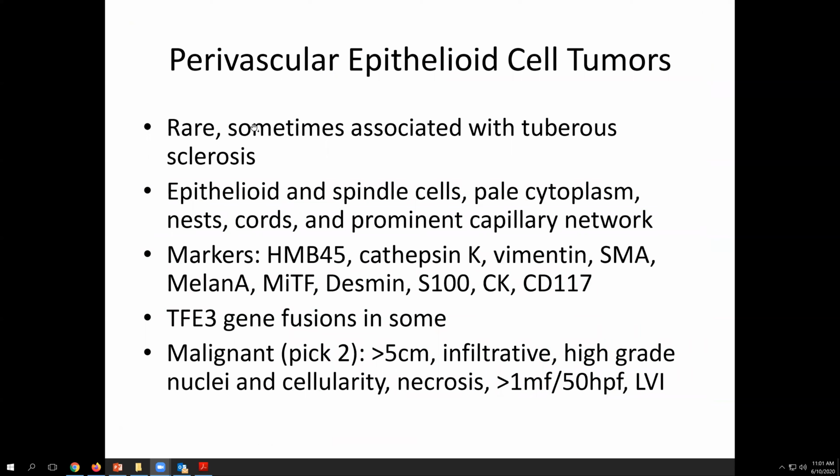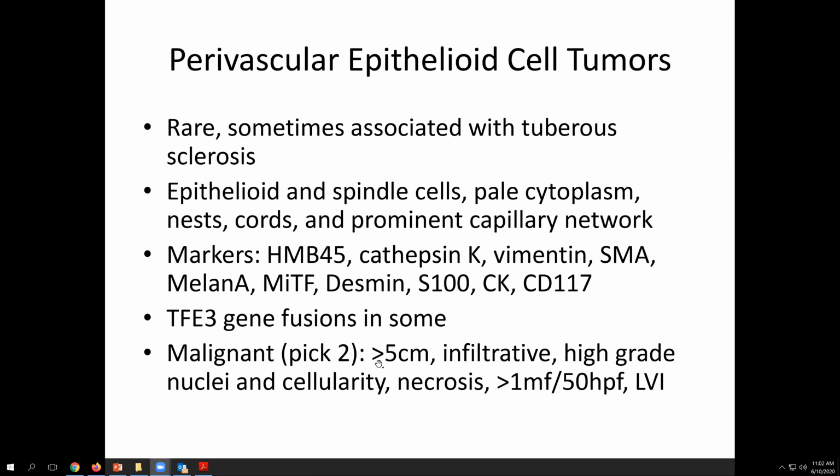Let's talk about perivascular epithelioid cell tumors, or PEComa. These are uncommon, though increasingly recognized by general and subspecialized pathologists. They do have epithelioid and spindle-shaped cells, pale cytoplasm, nests and cording pattern, a prominent capillary network, and mark with melanocytic markers, HMB45, MITF, Melan-A, as well as smooth muscle markers, such as desmin. And note that they can also mark with CD117 as well.